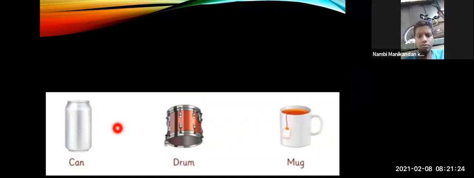And how many vertices are there? Is there any vertex in a cylinder? Can you see? No. There are zero vertices. And are there any edges in a cylinder? There are edges. Two edges. Yes, very good. There are two edges. So this shape is a cylinder. Well done, everyone.